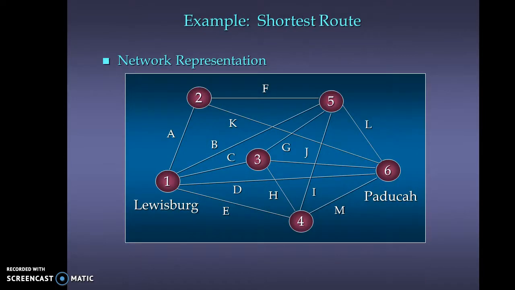In our case, we might want to solve for the shortest route, and we may want to skip nodes. For instance, here's a network representation. In an example in our text, we're starting in Lewisburg, and we're ending up at Paducah. We're trying to find the shortest route. It might be C through J, it might be A, F through L, so on and so forth. We're not necessarily obligated to stop at every node. We merely want to find the shortest route from node 1 to node 6.